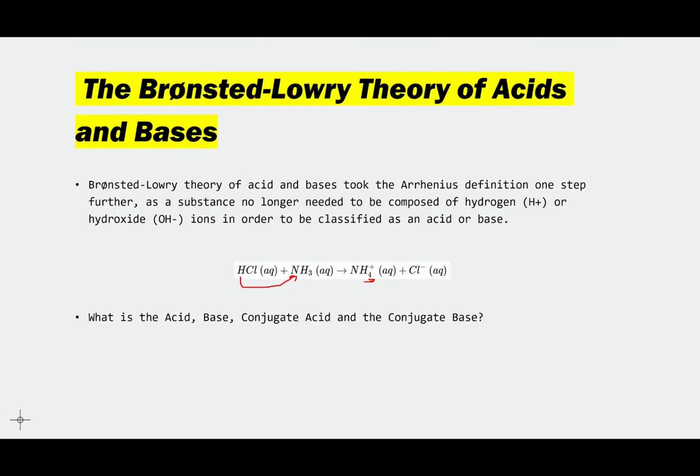So when the acid gives off its proton, it's going to be left as a chloride ion. This chloride ion is what we call the conjugate base, because now the chloride ion is open to the acceptance of a proton. So this is now called the conjugate base.